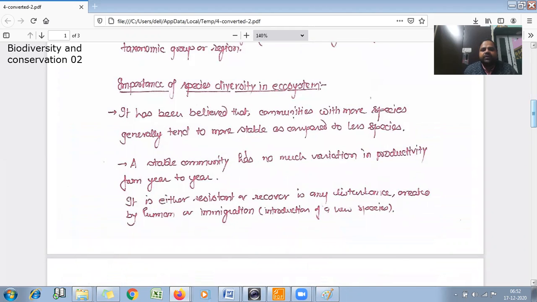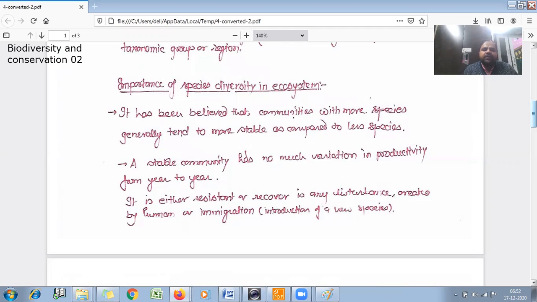So what we'll see here is the need, or the essentiality, of species in the ecosystem. It has been believed that communities with more species generally tend to be more stable as compared to those with fewer species. And a stable community has not much variation in productivity from year to year. So it either resists or recovers from any disturbance created by humans or by immigration.